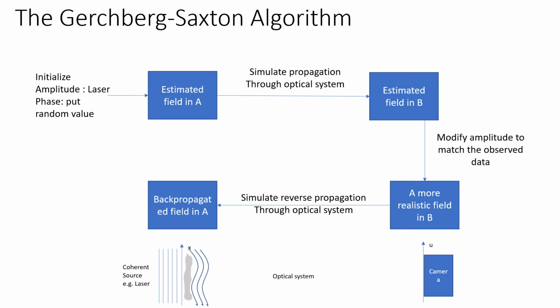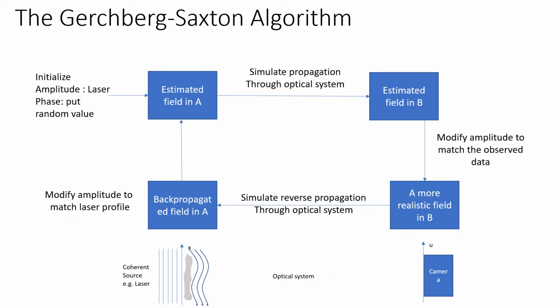However, because we have been changing things in the steps before, the amplitude of our field now is no longer going to match the amplitude of the laser beam. So here, we're going to do the same type of update and enforce that the amplitude of our field should match the amplitude of the laser beam. And we're now back to square one, but with a better guess of the complex field.